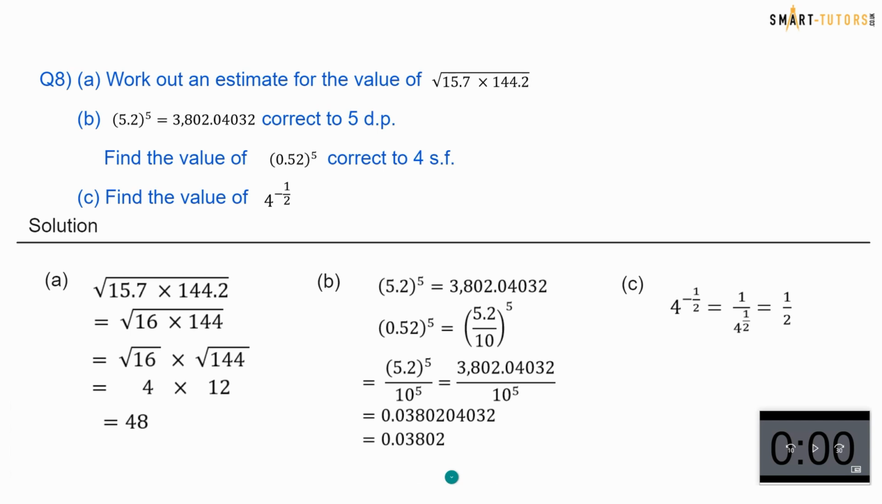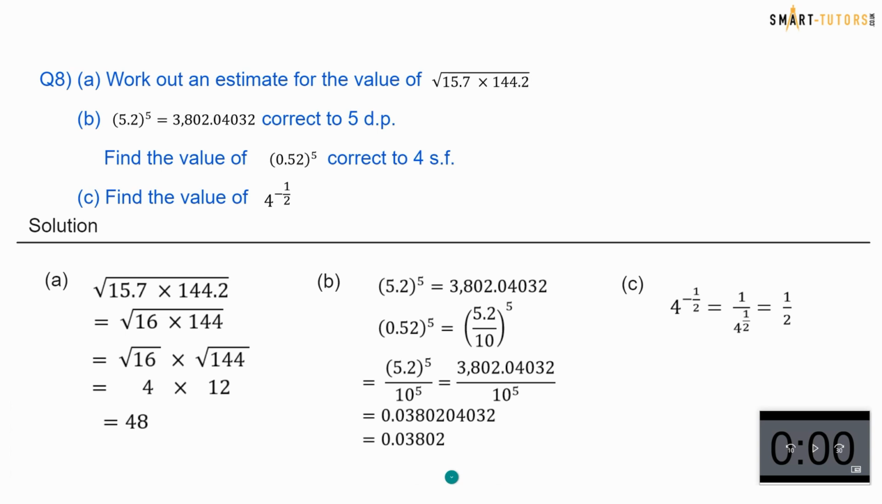10 to the power 5 means the decimal point is going to be moved 5 jumps forward. So the answer is 0.03802040032. But the question says correct to 4 SF, which means you need to round to 4 significant figures. Zeros in the front are not considered significant. So significant figures start from 3: 1, 2, 3, 4. The next number is 0, so you can leave that one. So the answer is 0.03802.